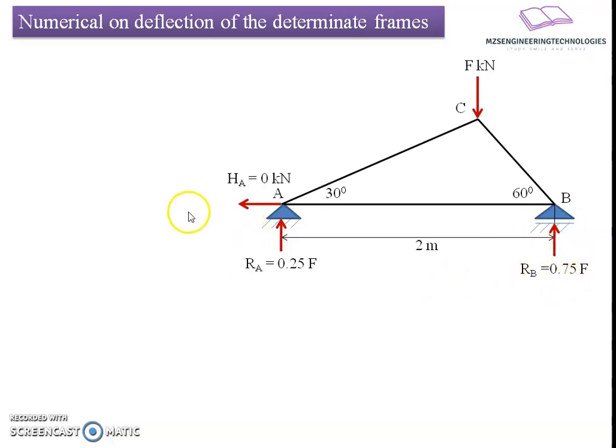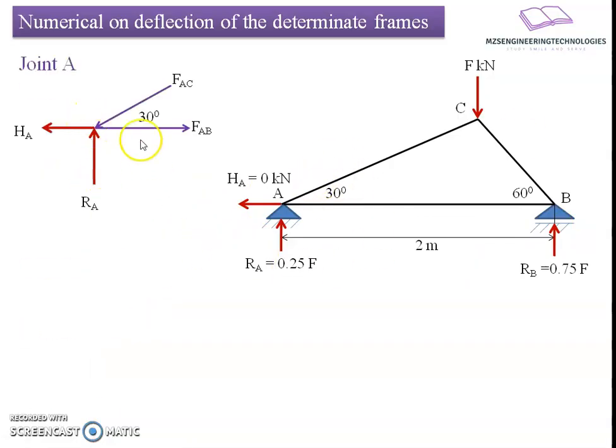Now after this conversion, I will do joint-by-joint analysis. Let's move with joint A. If you prepare the free body diagram at joint A, there are four forces: the reactive forces HA and RA, and the member forces FAC and FAB. The member forces act in such a way that they balance the effect of the applied forces. If I consider FAC going downward, meaning it is compressive towards joint A, the vertical component of this FAC force will balance the upward reactive force, whereas the member force FAB will balance the reactive force HA.